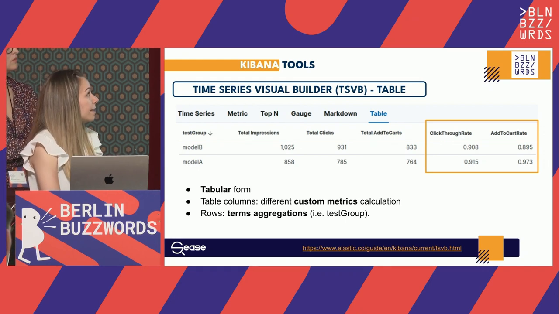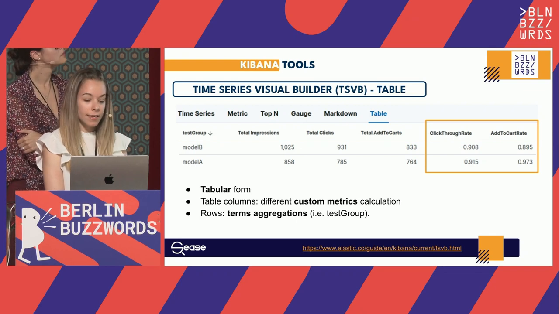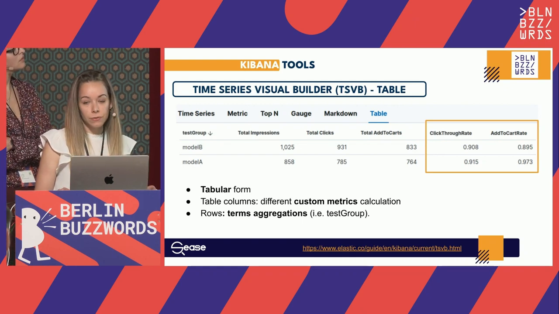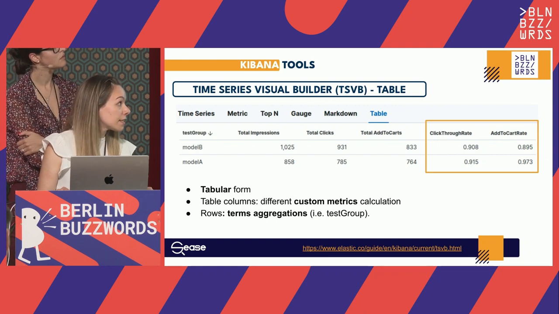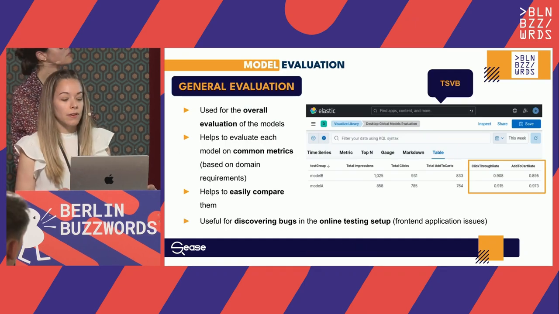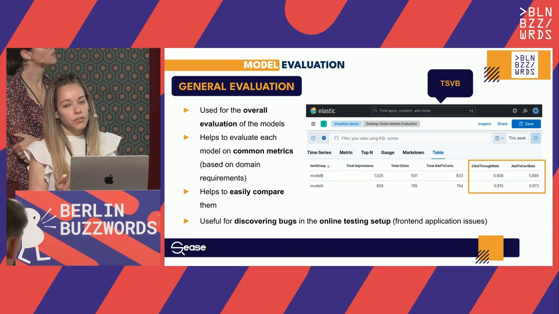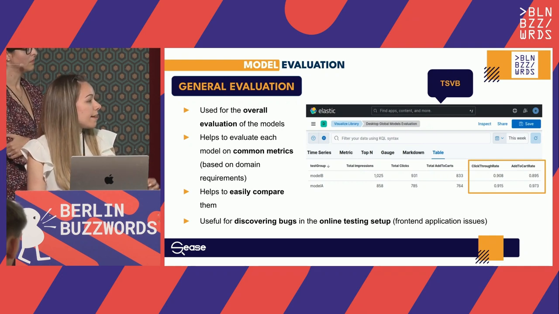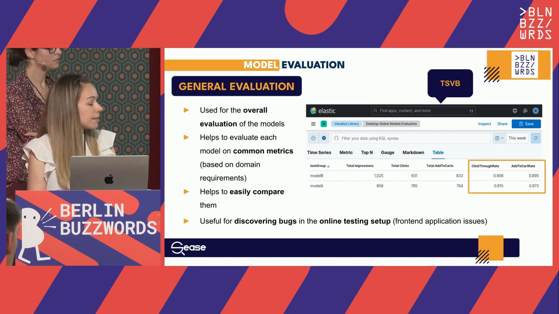So we were able to aggregate all the interactions of the same model in a single row and directly compare the two models. And then the nice thing you can do with this type of table that is different from the basic one is the possibility to add some columns that rely on complex metrics that you would like to calculate. So for our example, we use as evaluation metrics the click-through rate and the add-to-cart rate. So the first evaluation that we have done that exploits this tool is the general evaluation.